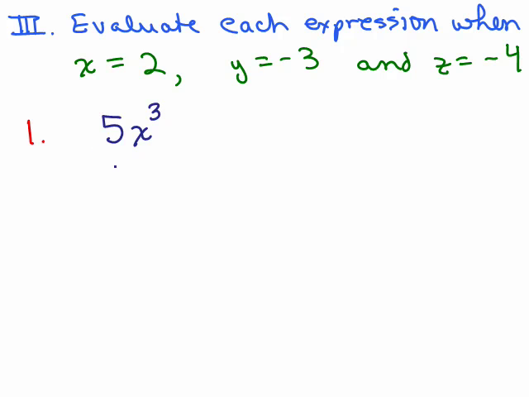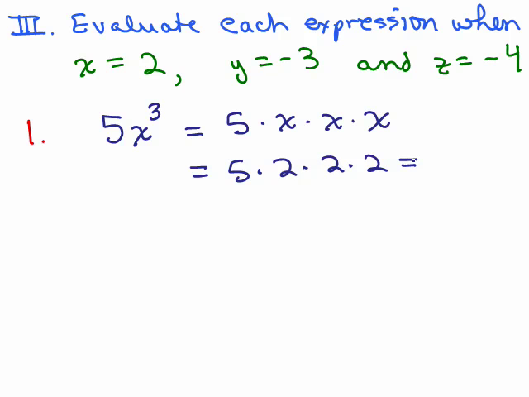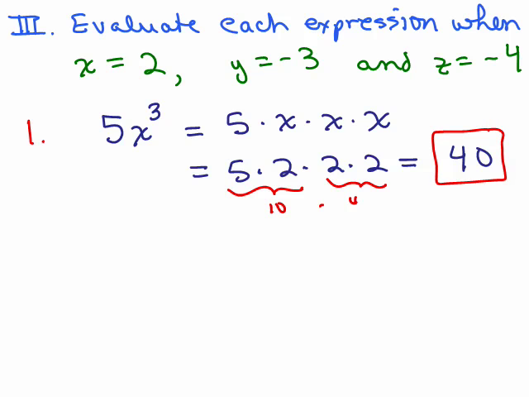So here's number 1. 5x cubed means 5 times x times x times x. So we have 5 times 2 times 2 times 2. I like to think of this as 10 times 4, and I get 40. Okay, let's go on to number 2.